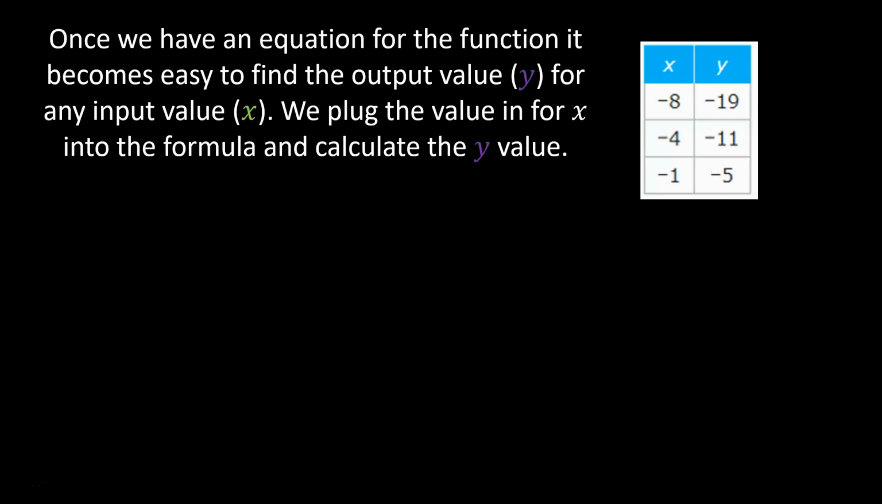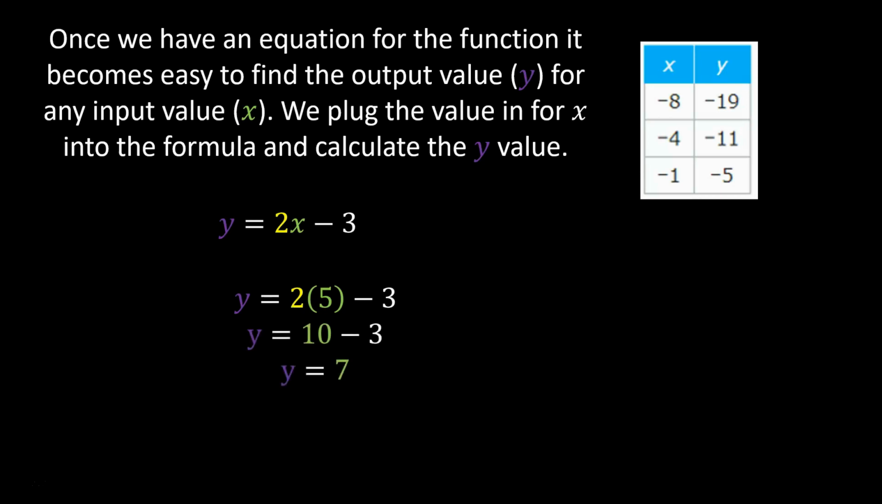Once we have an equation for the function, it becomes easy to find the output value y for any input value. We plug the value in for x into the formula and calculate the y value. So here we get y equals 2x minus 3. If we substitute in the value of 5 for x, we get y equals 10 minus 3, or y equals 7 when the input value of x is 5.